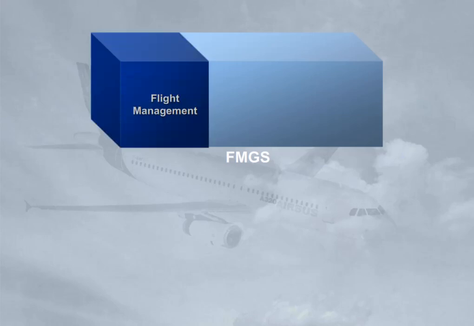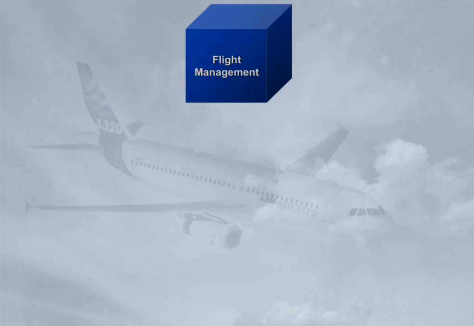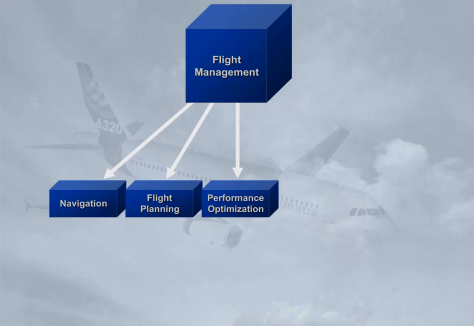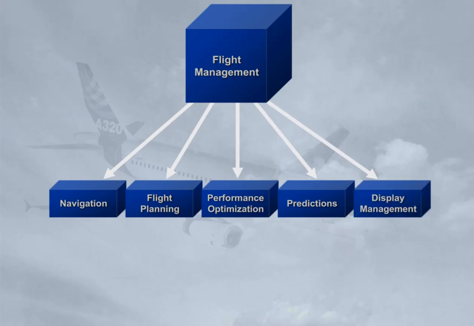The FMGS is divided into three main parts: flight management, flight guidance, flight augmentation. The flight management part of the FMGS controls the following functions: navigation, the position of the aircraft and the estimated accuracy of this position; flight planning, the flight plan computation; performance optimization, costs, speeds, and altitude optimization; predictions, the accurate estimates for waypoints, altitudes, speeds, fuel, destinations, and alternates; display management, the control of information to the EFIS system to display auto flight modes and navigation information.